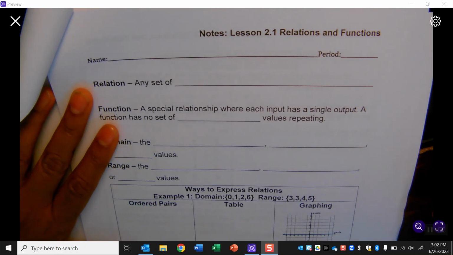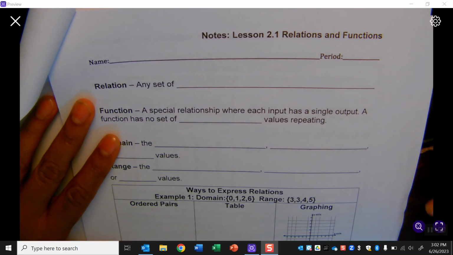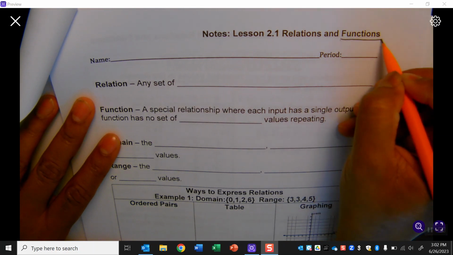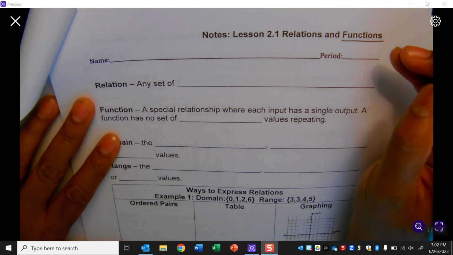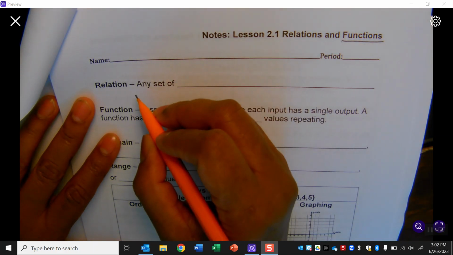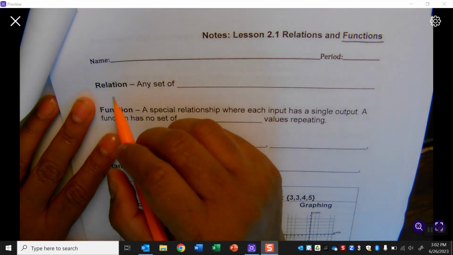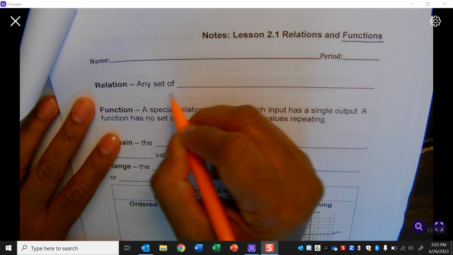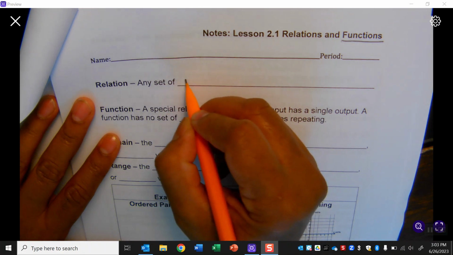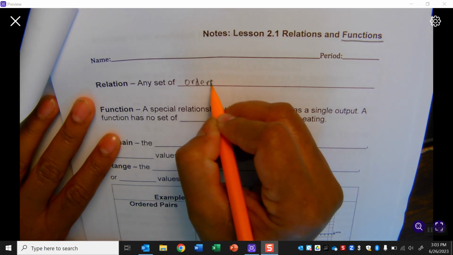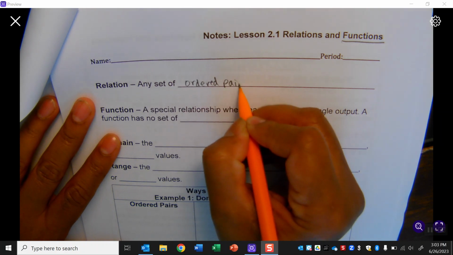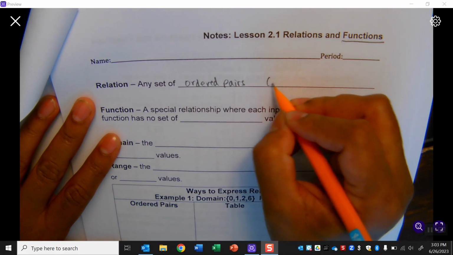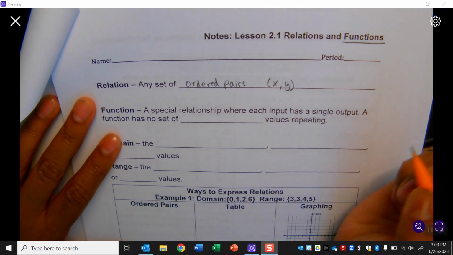Right, so this is unit 2. We're going to look at functions. This unit is called functions. And so first thing, before we talk about functions, we're going to talk about what is a relation. We can think of a relation as any set of ordered pairs, where you can say that x is paired with a y, okay?